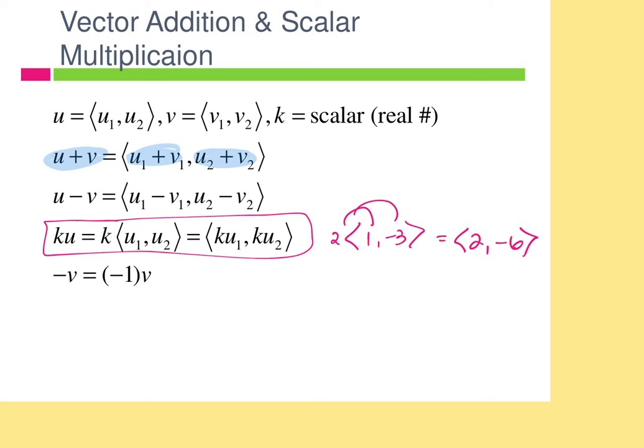So if this was, let's say I'll use the same one, 1, -3 and 2, 4, I would add the first ones, and this would be 3, and add the second ones, and this would be 1.